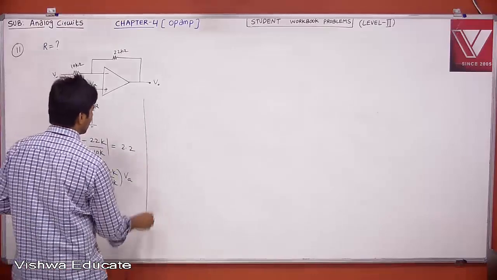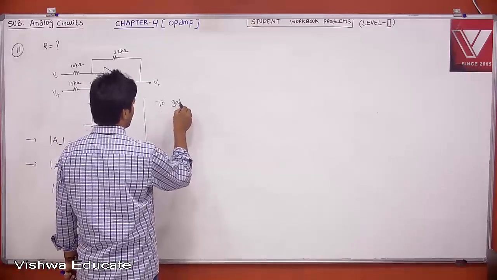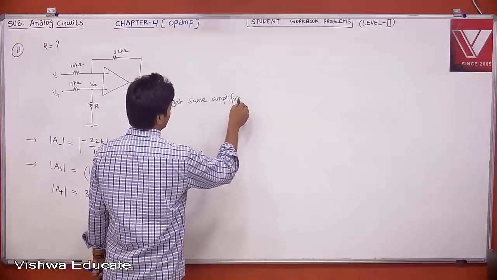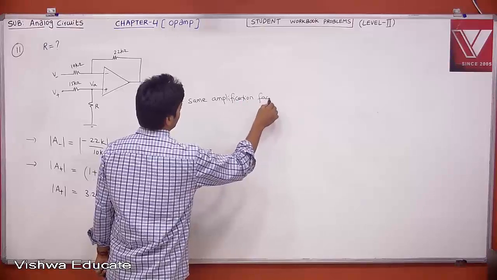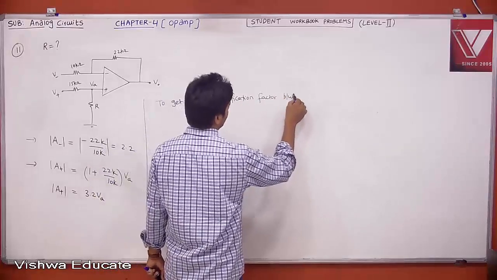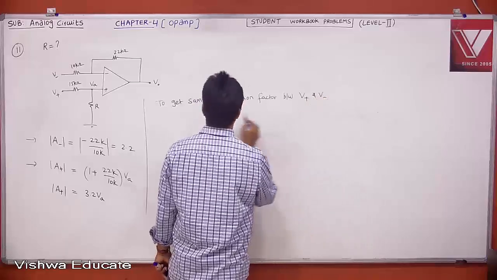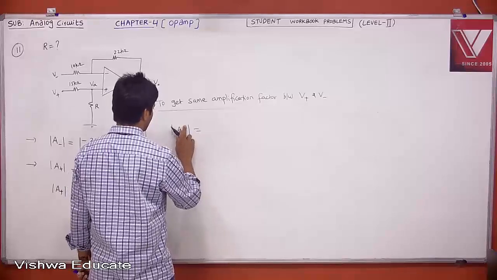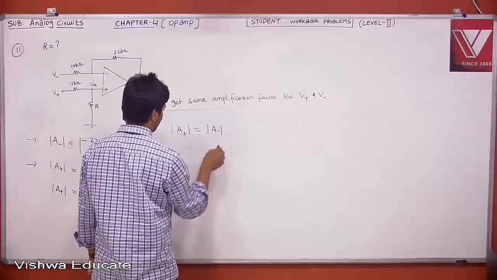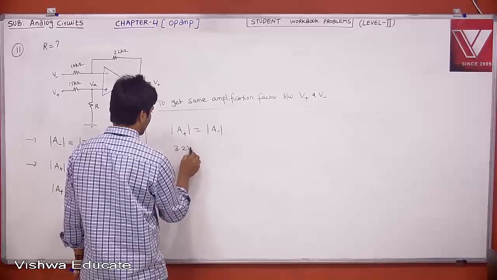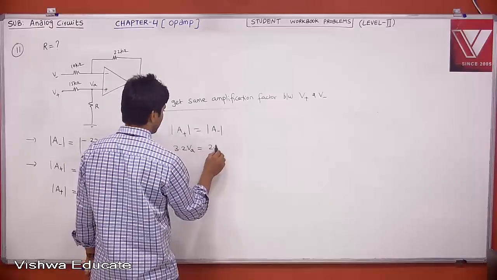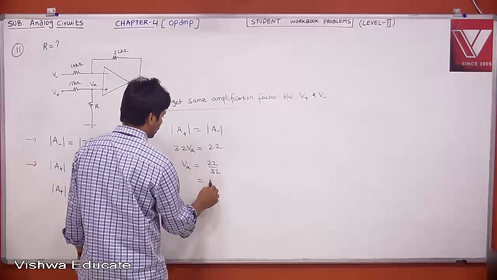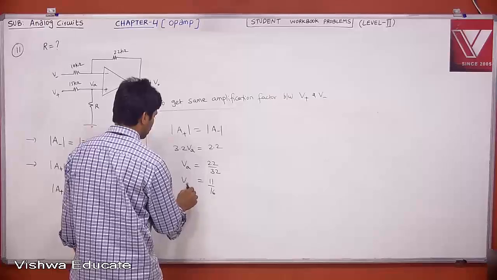Now, to get the same amplification factor between V plus and V minus, your mod A plus should be equal to your mod A minus. What is mod A plus? 3.2 VA is equal to 2.2. Therefore, your VA should be equal to 22 by 32, which is 11 by 16. Therefore, this is your VA.